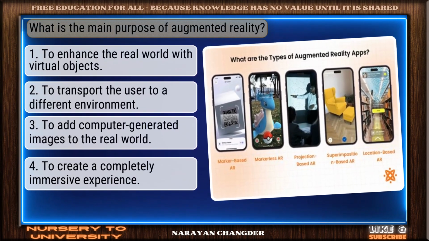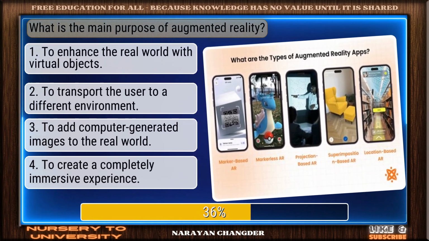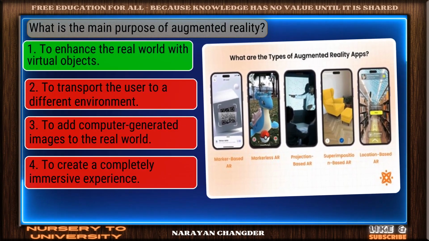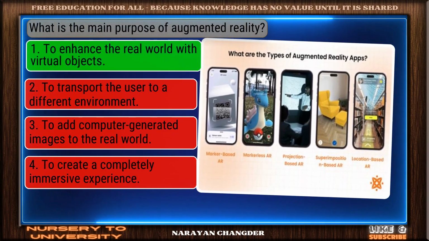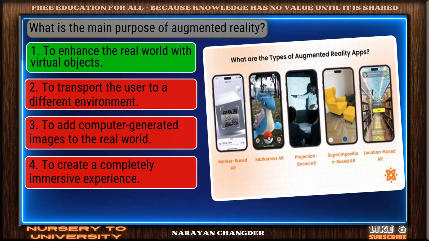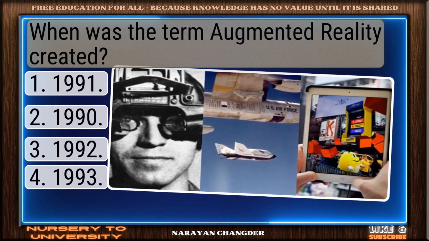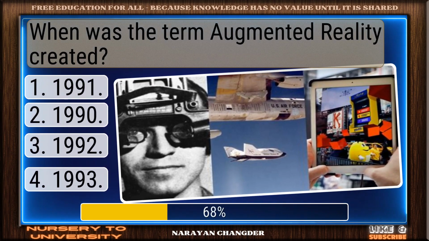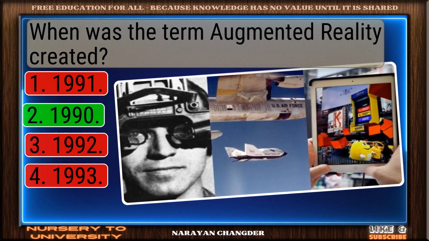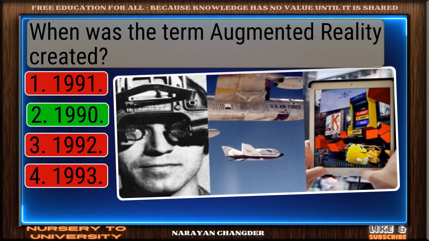Question number 63. What is the main purpose of augmented reality? Good thinking. To enhance the real world with virtual objects is the right answer. Question number 64. When was the term augmented reality created? Correct response. 1990 is the most accurate answer.